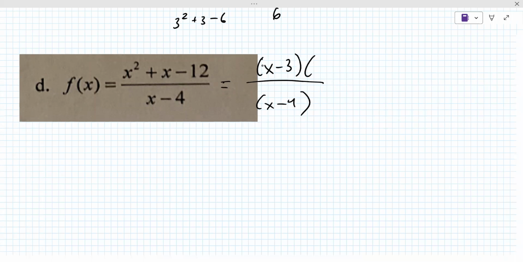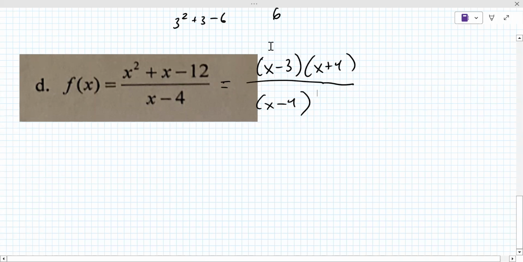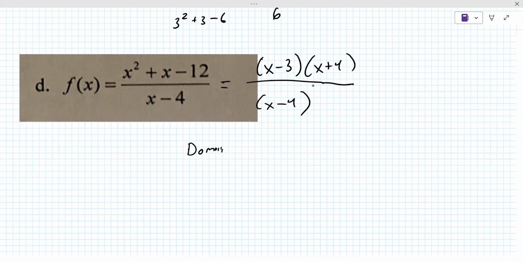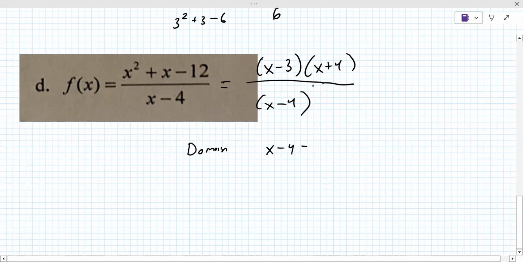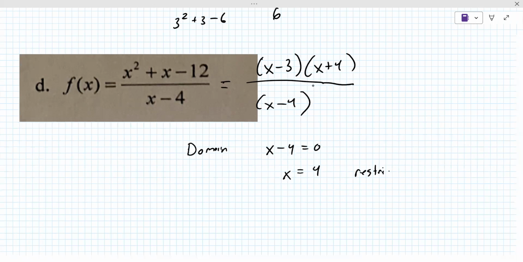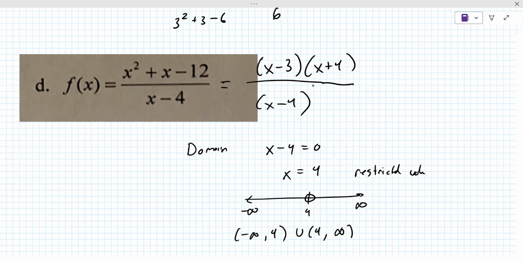It is, very good. All right, now I know that the list says to do domain first. You actually do domain, and then you look to see if anything cancels. So you can kind of visually inspect that here. So the domain on this one, you set the bottom equal to 0, only the bottom. x is 4, and this is a restricted value. It cannot be 4. So it's all the numbers except for 4 on the number line. So that would be -infinity to 4, union 4 to infinity.